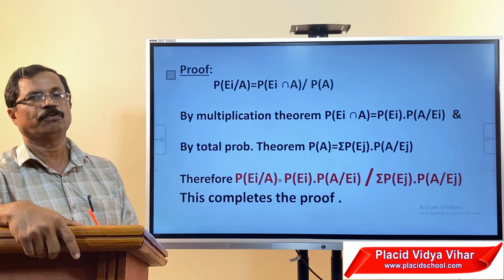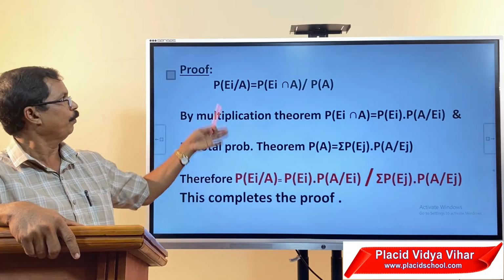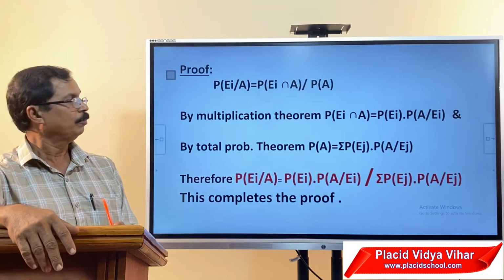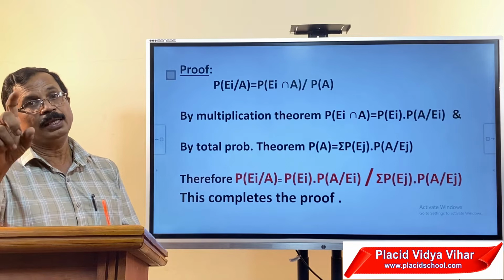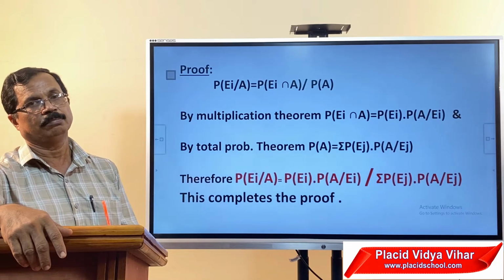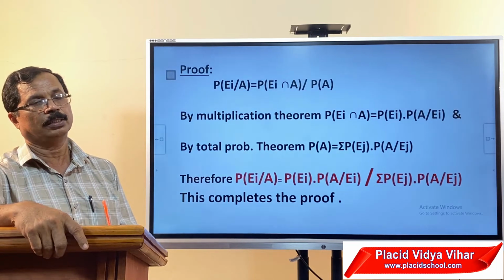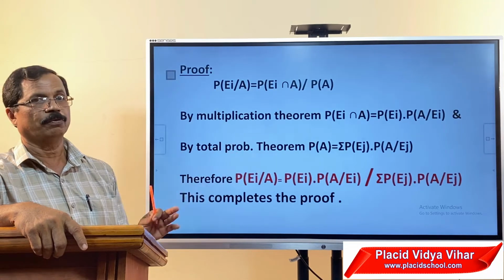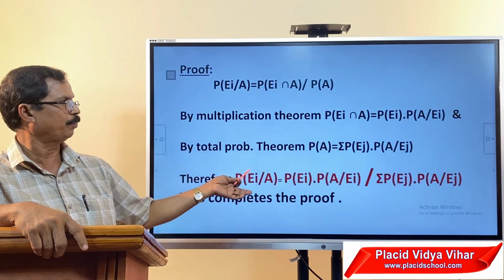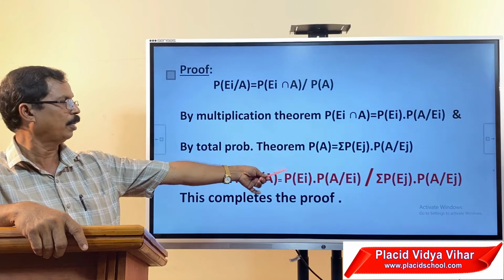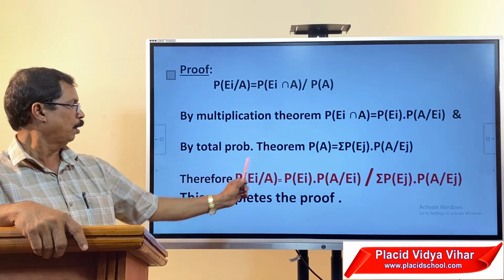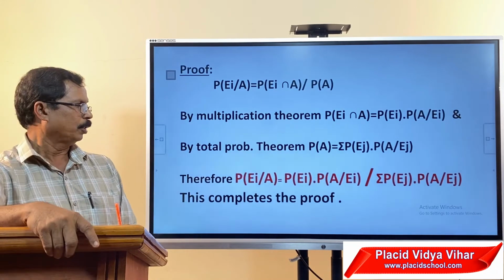This completes the proof. So if you want to prove Bayes' theorem, you have to study the total probability theorem. If there is total probability theorem, you can simply write the proof. This completes the proof. Only two steps we need. One is for the multiplication theorem and the other is the total probability theorem.